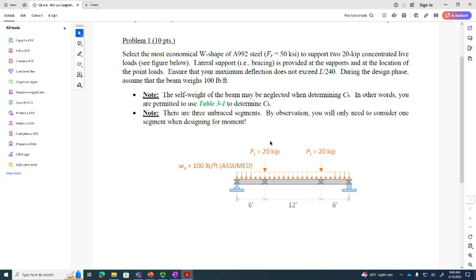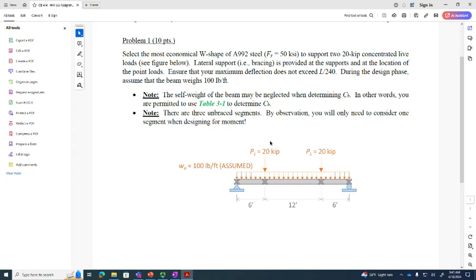Now, I want to talk about this beam real quick because I don't want you to overcomplicate it. There are three unbraced segments of this beam: this, this, and this. But let's just have a conceptual discussion. As LB goes up, what happens to capacity? It goes down, because the longer the distance between the braces, the weaker the beam. So if all we were considering was LB, which segment is the weakest? Segment 1, 2, or 3? 2.